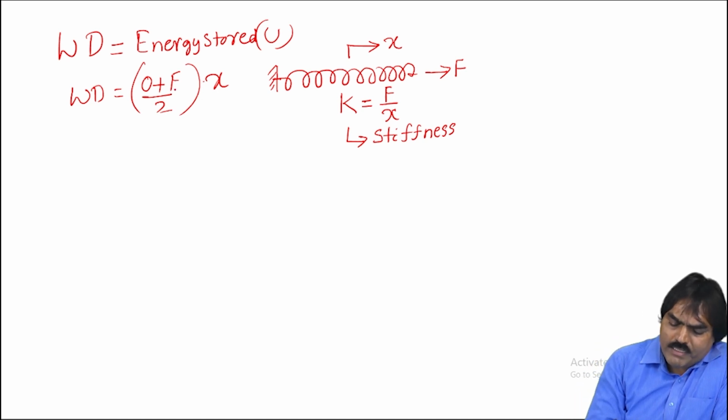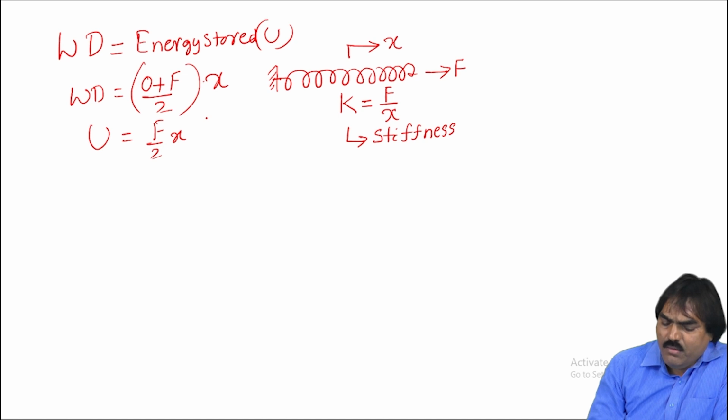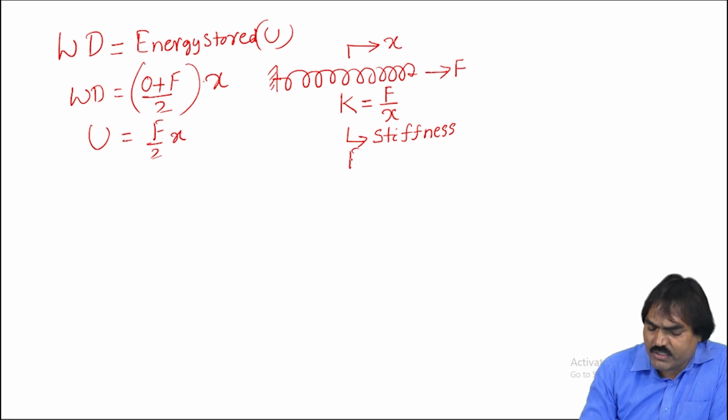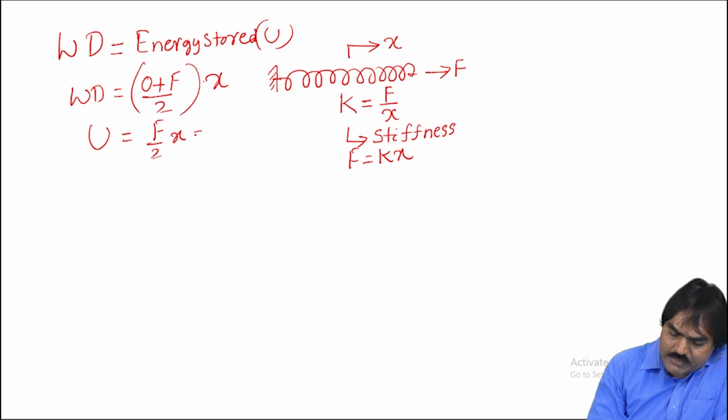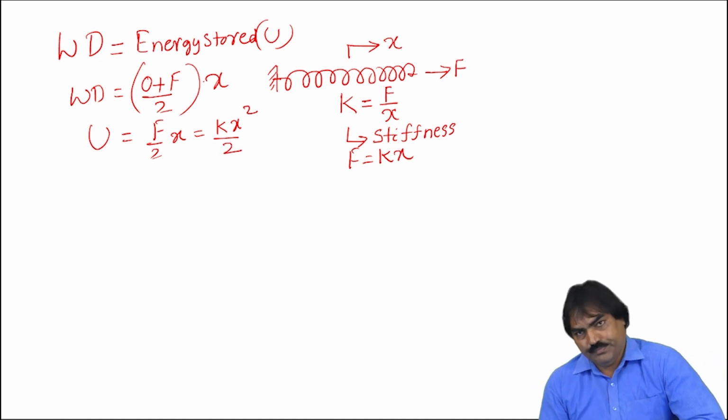I told you work done is equal to energy. So the energy symbol is U. That U is given as F by 2 into x. But from this equation, F is equal to K into x. So that is equal to K x square by 2. This is the energy stored in the spring.